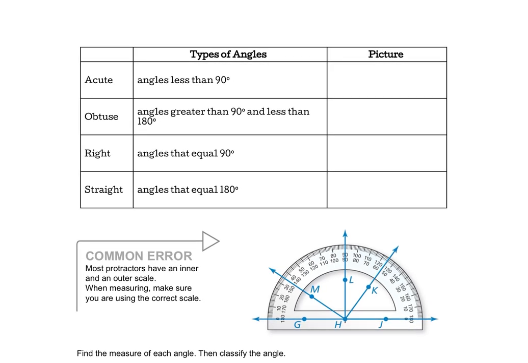Okay, I think you've probably heard of most of these angles before. These are the 4 types of angles that we're going to identify today. When we classify an angle, we're going to identify it as acute, obtuse, right, or straight. Straight might be the one that you maybe haven't heard of before, but we'll talk about that one.